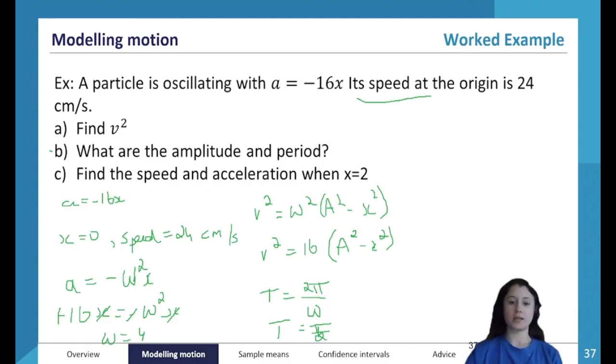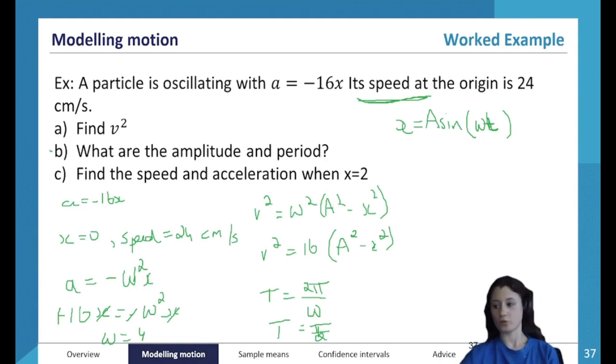So let's have a go with x equals a sine of angular velocity t plus the phase shift. We don't need the phase shift here, so we can just leave that out. So we know that its speed at the origin is equal to 24 centimeters per second. Alright.